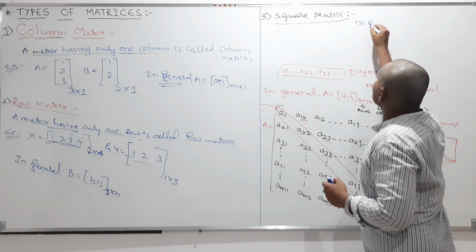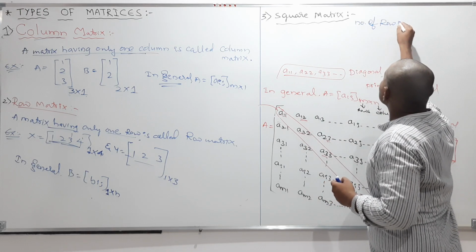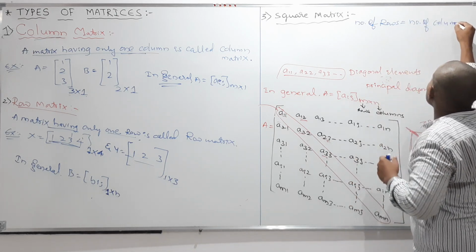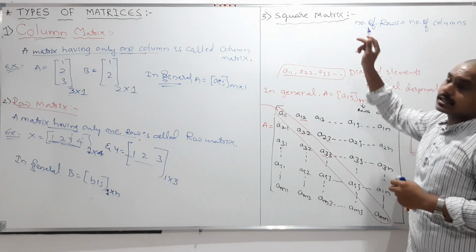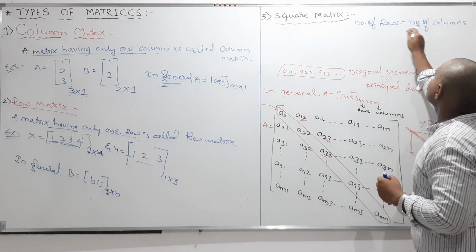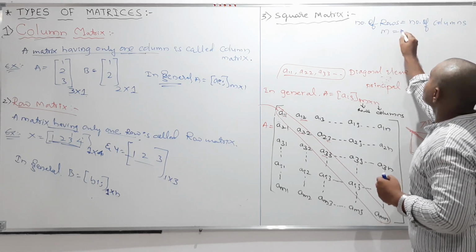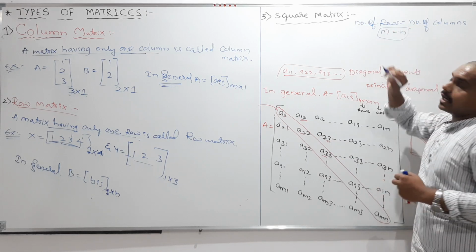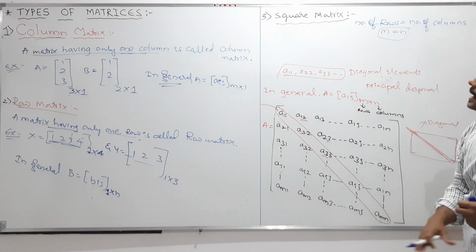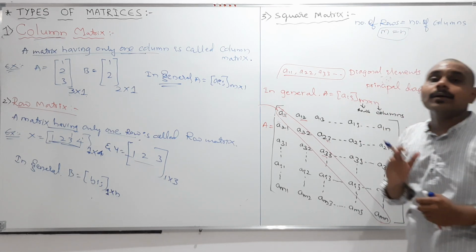A matrix in which the number of rows is equal to the number of columns, that is m is equal to n. A matrix in which the number of rows is equal to the number of columns, such a matrix we can call the square matrix.